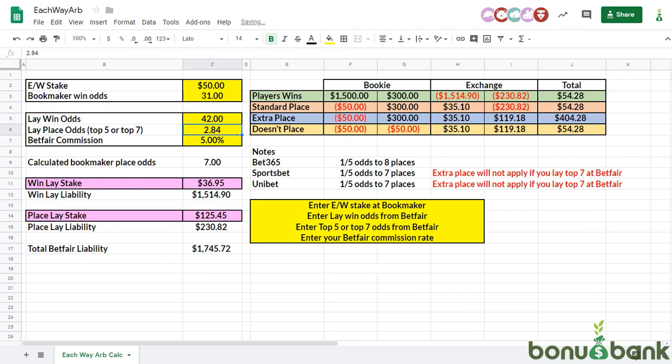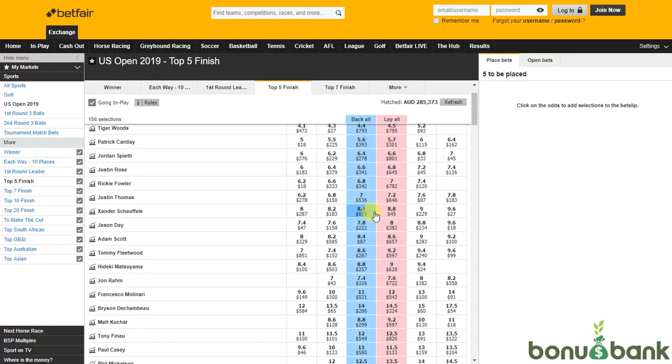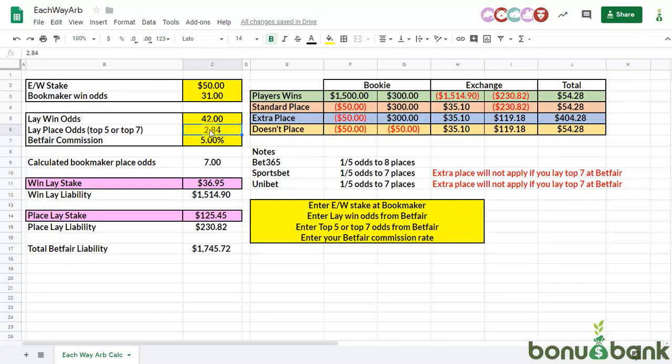So we're going to put in 31 here and then 42. And then we want to look at the place market. So we saw him there at 7.6 for top 5. And you can see here that we would be risking 20 to win 329 with the $50 each way stake. And I should point out that when it says that your stake is $50 each way, that means that you're betting 50 on the win and 50 on the place. So your total stake here would be $100.